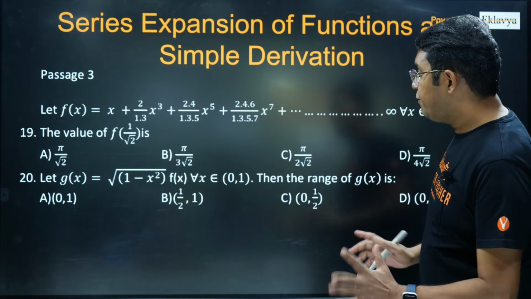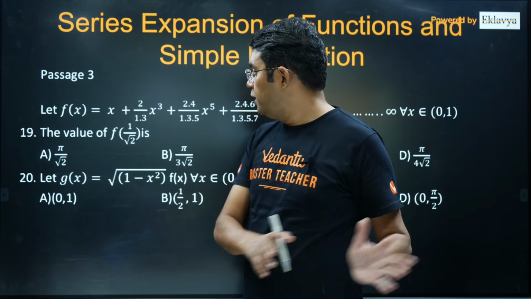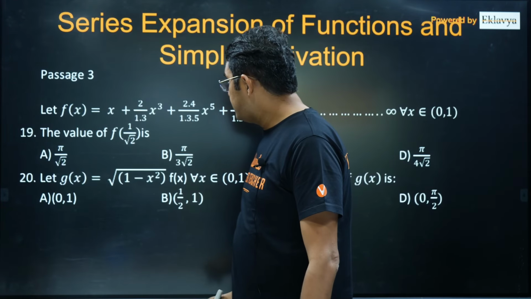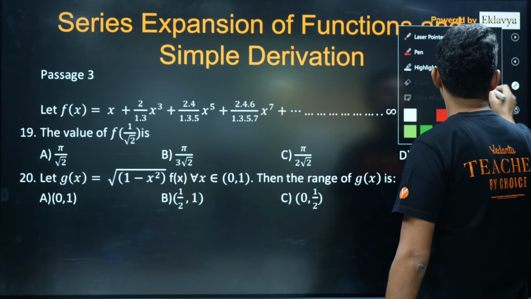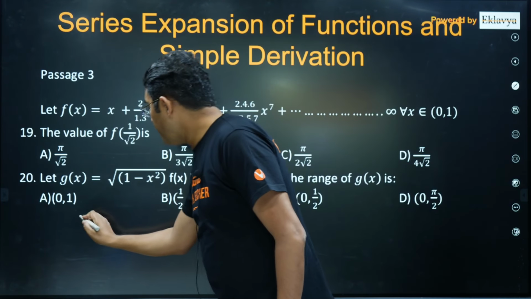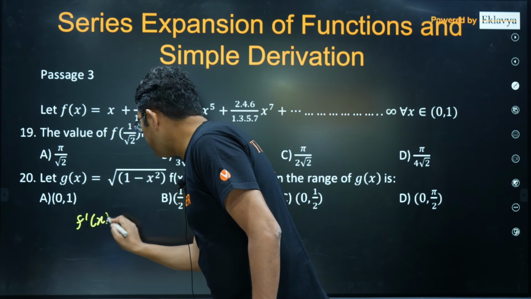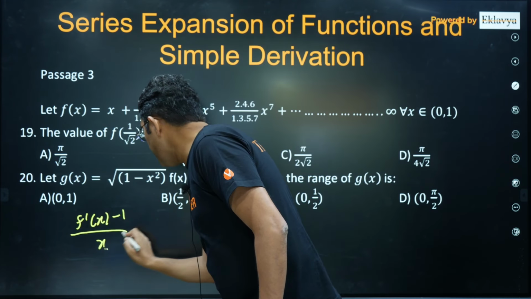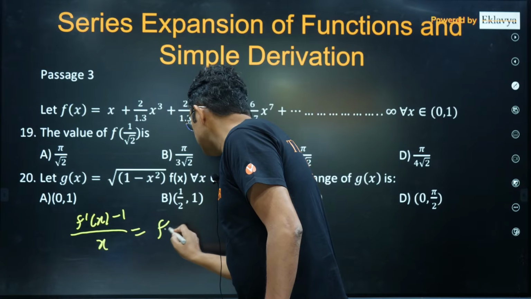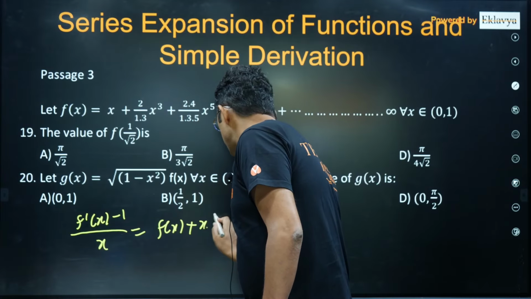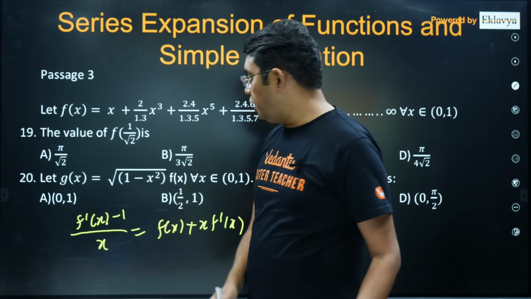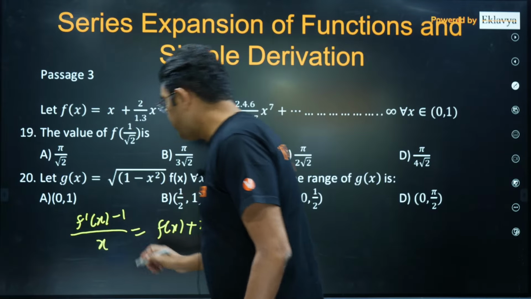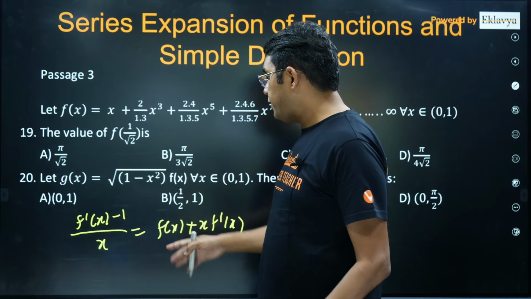Okay. So we have reached till, you can just go through the video a few seconds back. I think we got f dash x minus 1 upon x equal to f x plus x into f dash x. Now that has become a differential equation. Let us call f dash as dy upon dx, f x as y.